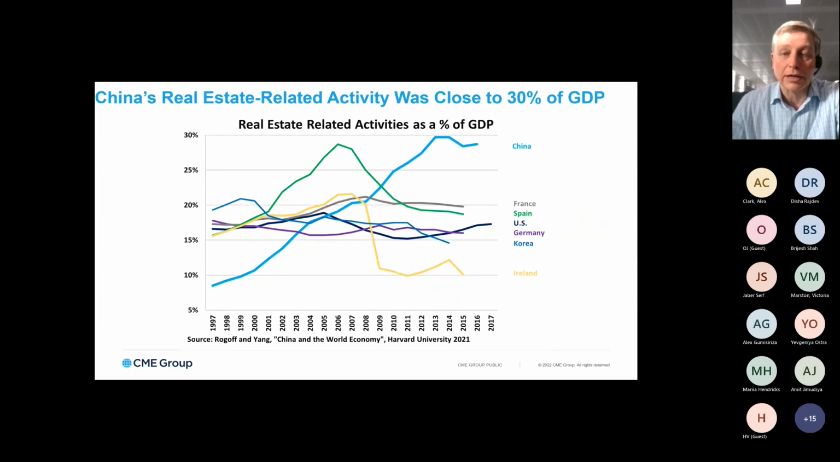The problem in China's economy is very simple. It's a lot like the subprime crisis that we had in the United States 15 years ago. China has a gigantic real estate sector. It's even bigger than the real estate sector was in the United States before the global financial crisis. And as a result of that, China's economy is slowing down.